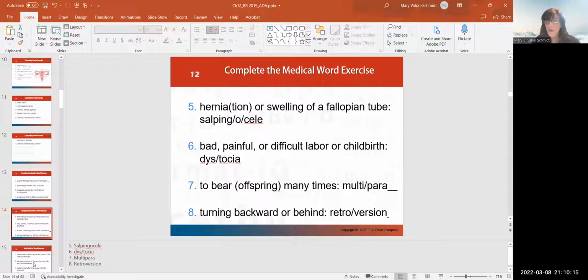A herniation or swelling of the fallopian tube is a salpingocele. Having a very bad, painful, or difficult labor or childbirth is dystocia. Having multiple children, many offspring, is multipara. If something is facing backward or behind, that would be retroversion. Sometimes the uterus can be retroverted, tilted the wrong way.